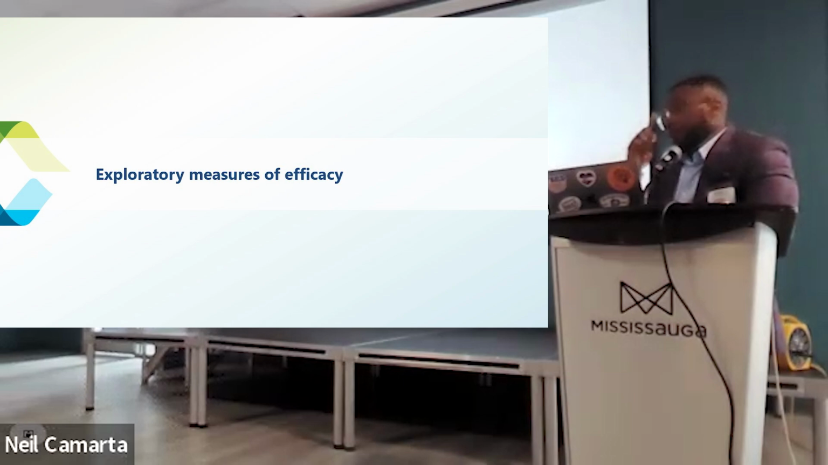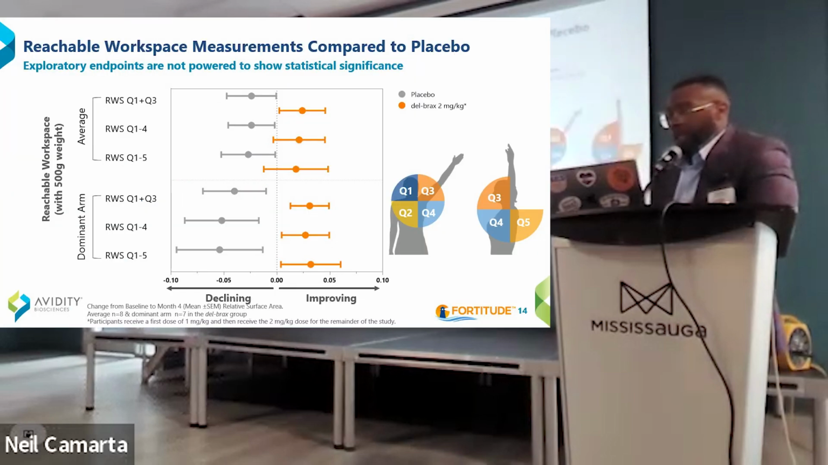For exploratory efficacy, I talked about reachable workspace. So we looked at different quadrants. So we can see for Q1 or Q3 or Q5 or Q4, what we're observing is that compared to the patients on the placebo arm, in this box plot, if you are trending to the left, it means there's a decline or there's a change. And if you're trending towards the right, it means that there is some sort of an improvement.